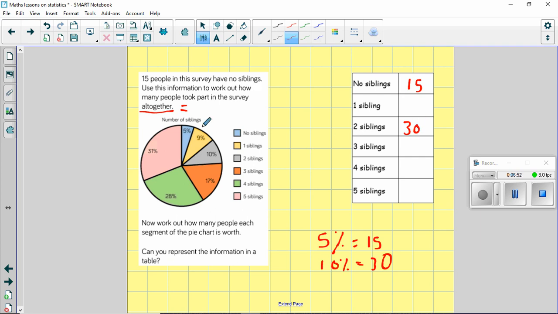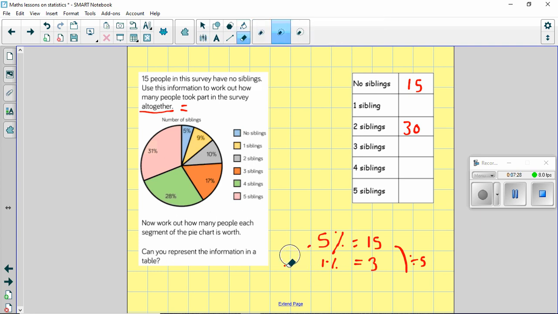Right, now all the others are a little bit trickier. So what we need to do for the others, we're still going to use that 5% to help us. But what we need to do is we actually need to work out what 1% is worth. How many children is 1%? So to get from 5% to 1%, we've divided it by 5. So we do the same to this side. So 15 divided by 5. How many 5s in 15? 5, 10, 15 is 3. So we know now that 1% equals 3.